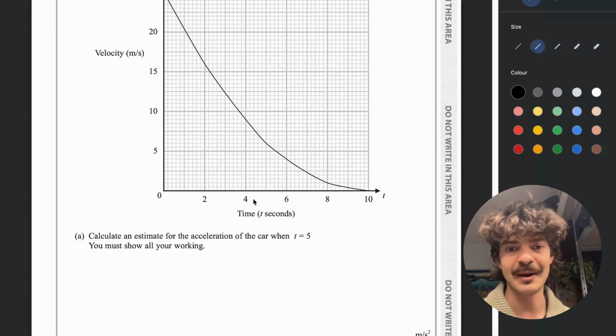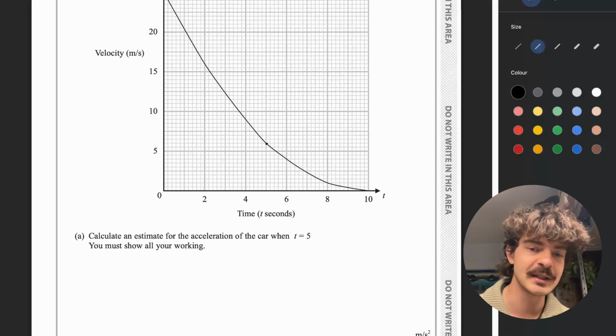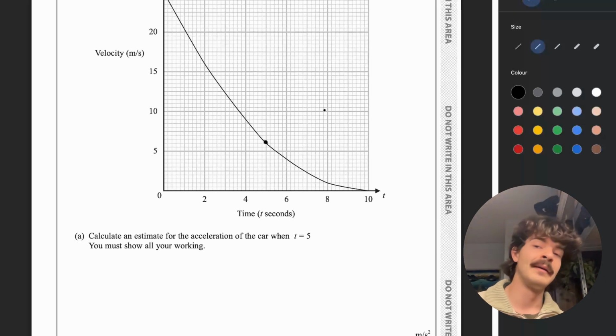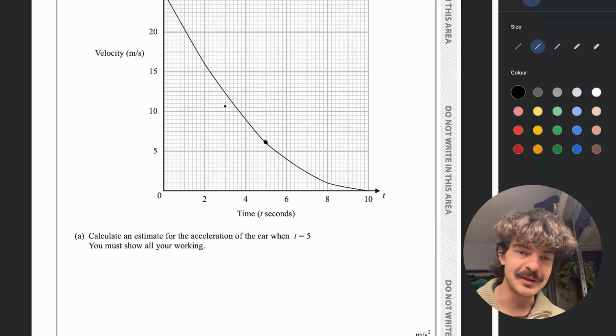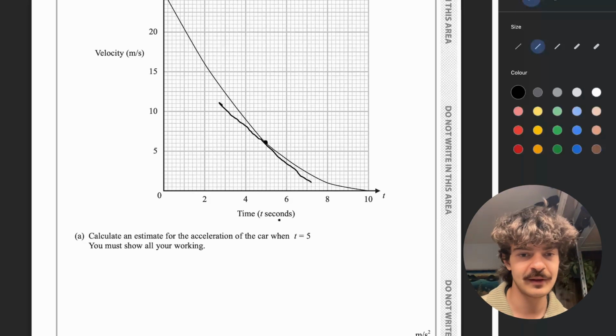Okay, so in an exam, what you'd be doing is you'd be going, cool, to find the acceleration, I need to know what the gradient is. How steep is my curve at t equals 5, right here. So you grab your ruler and you'd roughly estimate what it is. I'm going to try and sketch it on, something like this.